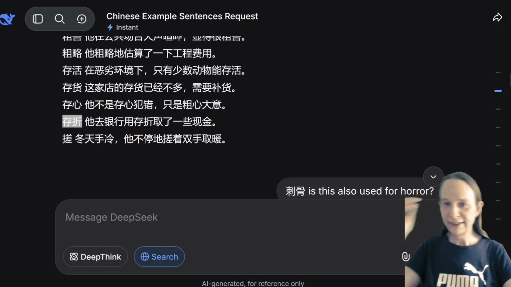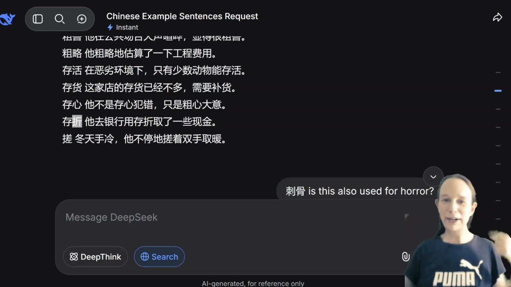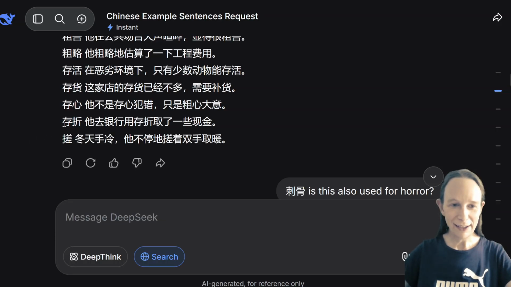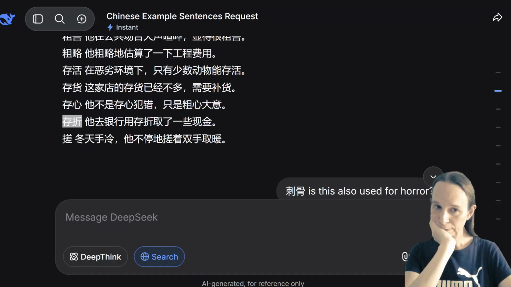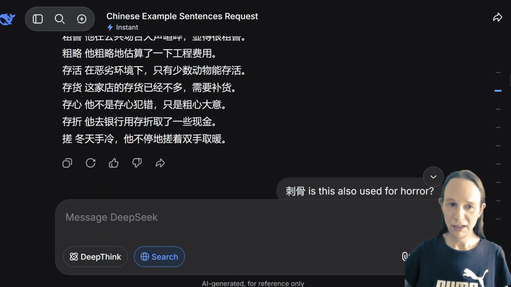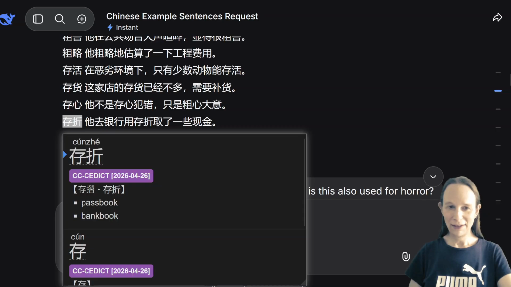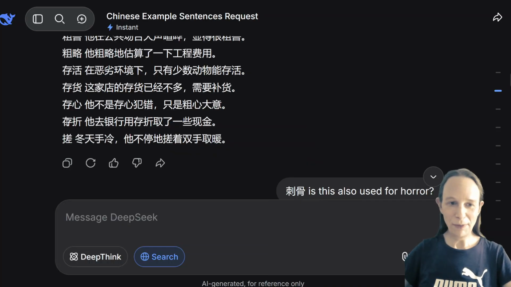存着. We did note that this has a second pronunciation, which I've never actually used, but it exists. It's like the mysterious second pronunciation of jaw. What does it mean? I do not know what this means. 存着，他去银行用存折取了一些现金。存折. I don't know. What? Passbook? Bank book? Yeah, this is probably the least important item in the HSK vocab.